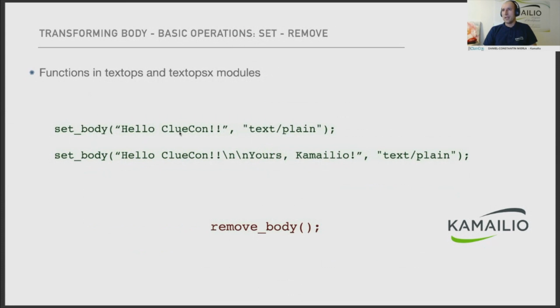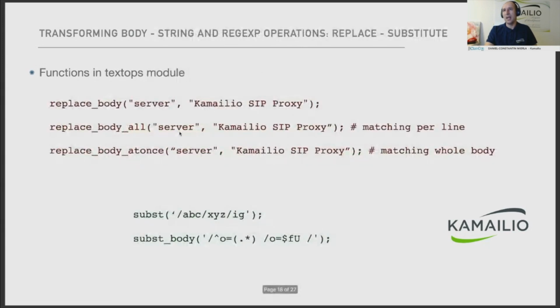Let's go over the body quickly. We have functions to set the body or remove the body. For setting it, you have to also specify the content type header, the value of that header, and then the body could be anything. In our example here it is just text/plain.